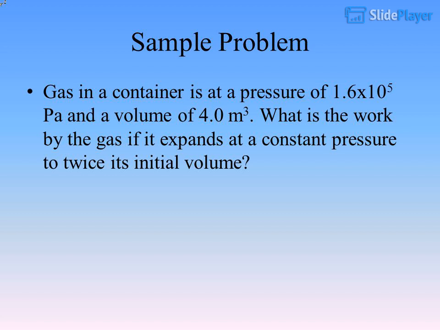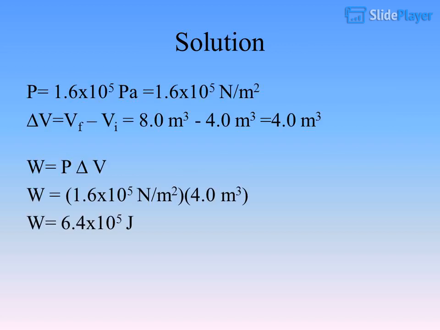Sample problem. Gas in a container is at a pressure of 1.6 x 10^5 Pa and a volume of 4.0 cubic meters. What is the work done by the gas if it expands at a constant pressure to twice its initial volume? Solution. P equals 1.6 x 10^5 Pa equals 1.6 x 10^5 N/m2. Delta V equals Vf minus Vi equals 8.0 cubic meters minus 4.0 cubic meters equals 4.0 cubic meters. W equals P delta V equals 1.6 x 10^5 N/m2 times 4.0 cubic meters. W equals 6.4 x 10^5 J.